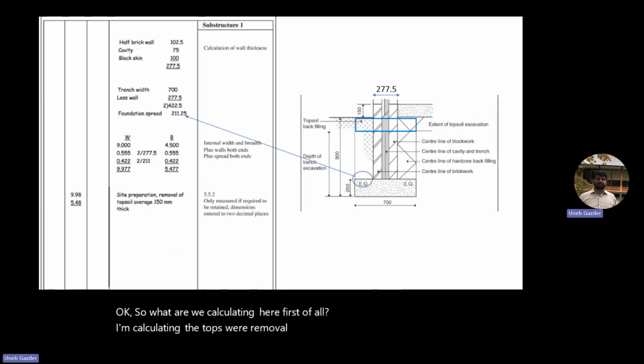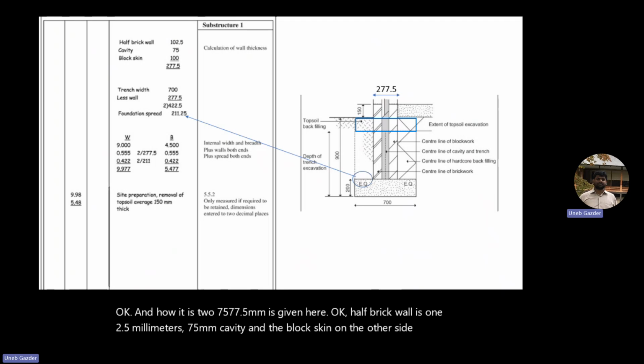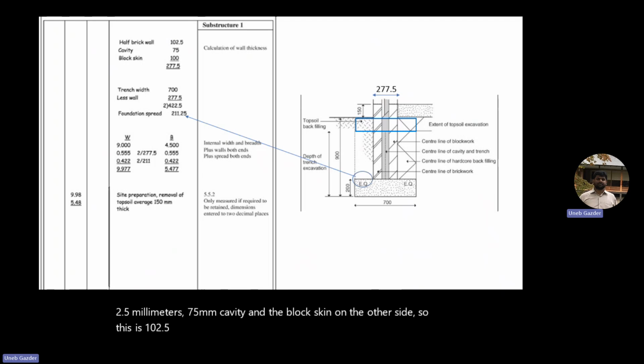For example, if I take the wall, the wall is total 277.5 millimeters, right? 277.5 millimeters is given here. Half brick wall is 102.5 millimeters, 75 millimeters cavity, and the block skin on the other side. So this is 102.5, 75, and 100. The breakdown is given.